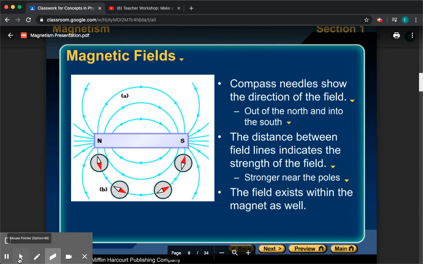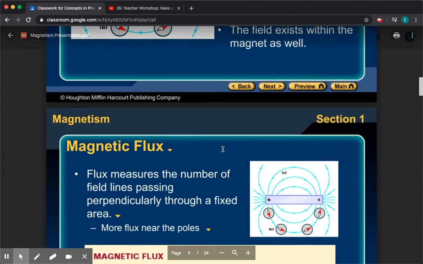Where are the lines closest to each other? They're closest to each other at the ends. Okay, that's why the ends of the magnets are the strongest. This is where the magnetic field is strongest, at the end of the magnets. So that's the magnetic field.